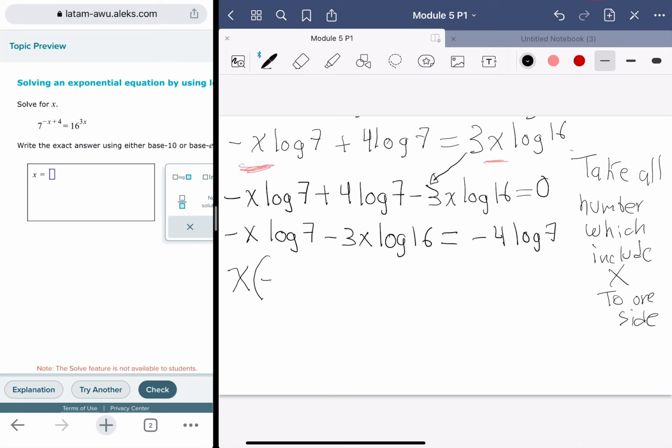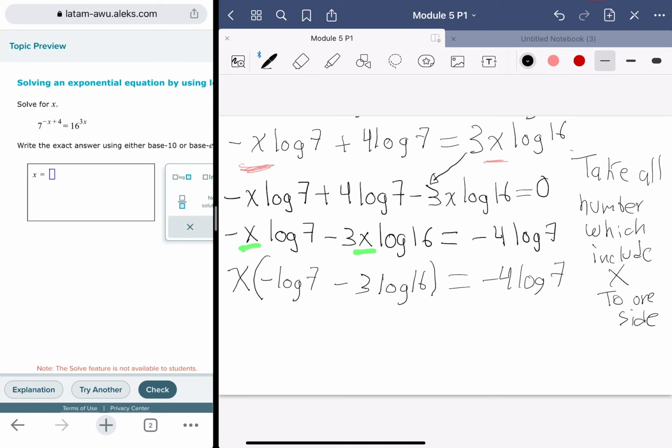That is multiplying minus log 7, and it's also multiplying minus 3 log 16, and that is equal to minus 4 log 7. I didn't change anything on the right side. So what I did here on the left side is I factorized this x here and here. That's just a factorization of common terms.